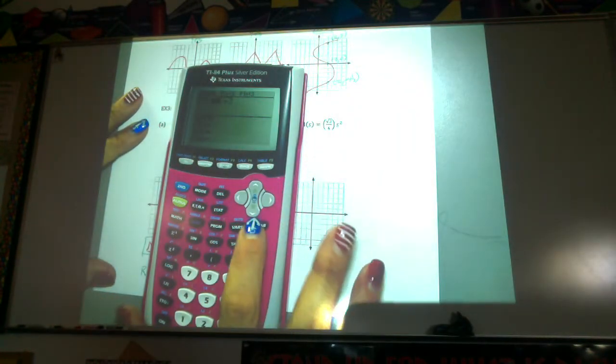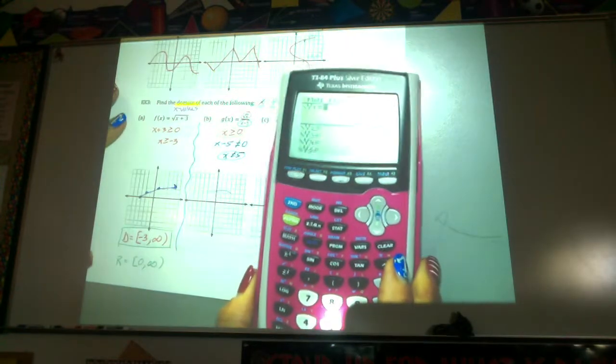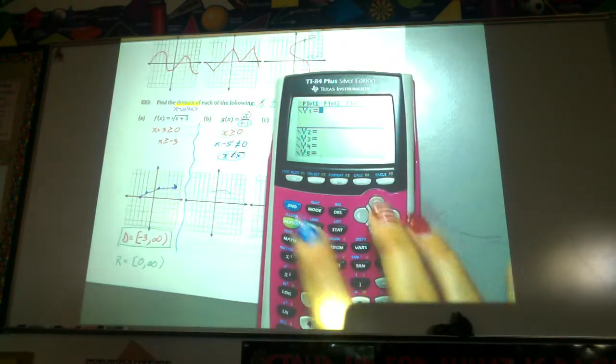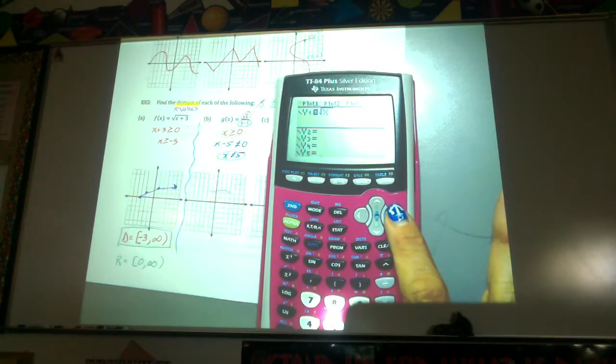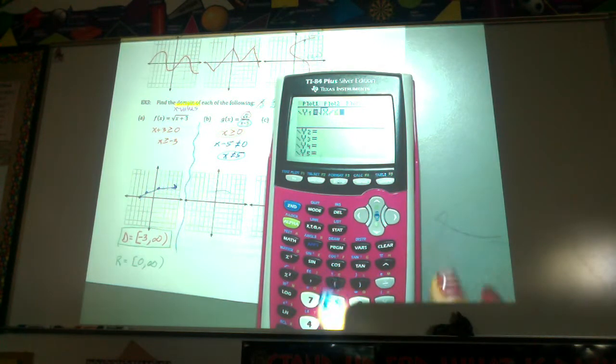So go into y equals and clear that out. And we're going to put in, be careful when you put this in, square root of x. Make sure you get out from under the square root sign, or close your parentheses if you have the older calculator. Divided by, use parentheses, x minus 5. Hit graph.